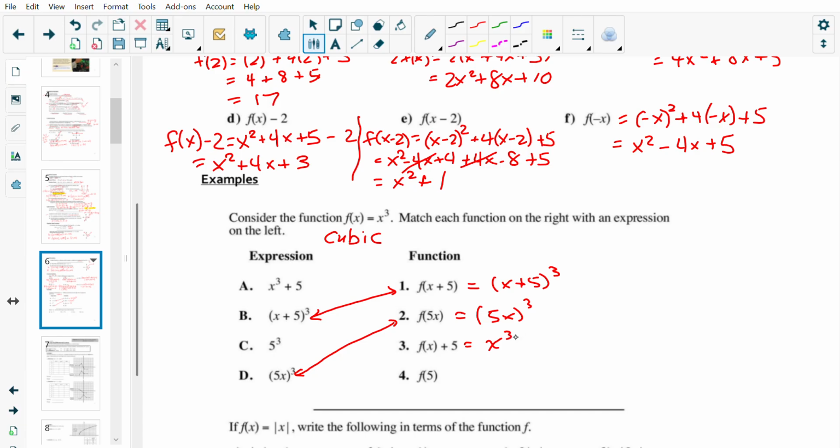F of x plus 5, so I'm going to take x cubed, and I'm just going to add 5 to it. Which one is that one? That one right there. Okay, and then f of 5, so I'm just going to take 5, put it wherever the x is, and then execute the function. And there we go.